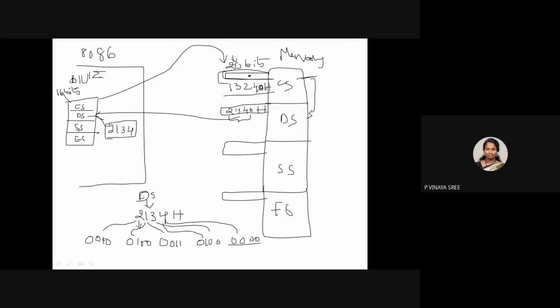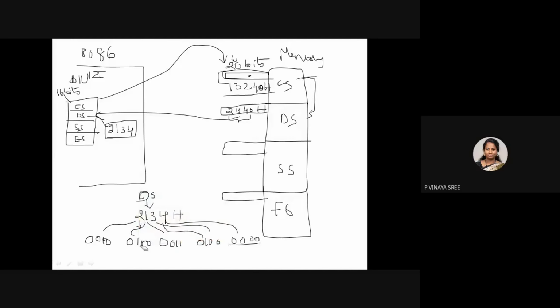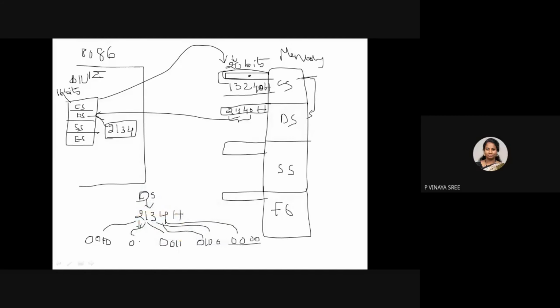Second, this one also 3 zeros? 1001. Yes, ma'am, it's not 4. Okay, so they have done a mistake. It is 0001. Okay, so this is your answer. So finally you got your 20 bit physical address. To get this 20 bit, internally the system is doing left shift operation 4 times.